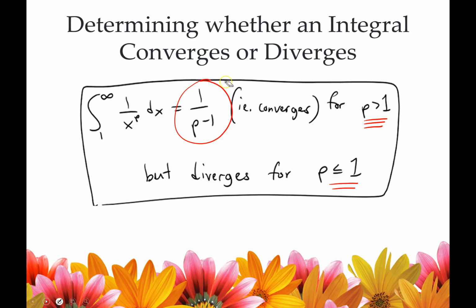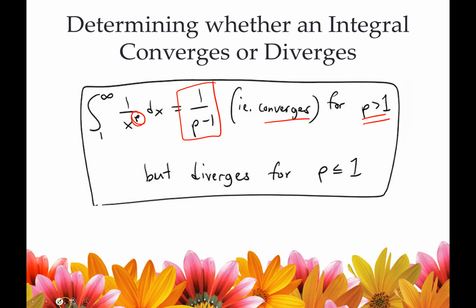So here's a really cool rule here. You can see I already started this video and redid it. The thing is, if we have an integral from 1 to infinity where we've got 1 over x to the p, and that p is greater than 1, it does converge. It's kind of like a rule. It's a formula. And it converges to 1 over p minus 1.